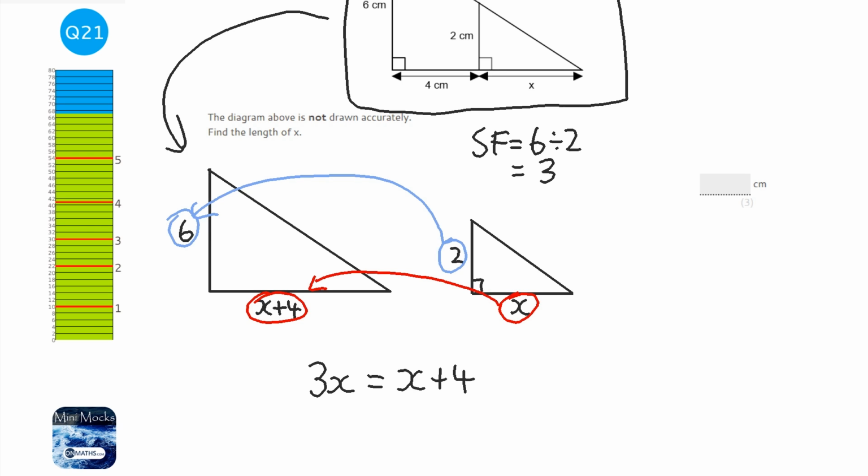So I've got myself a little equation here to solve. So first thing, if you've got x on both sides, you always take away the smaller amount of x. So I'm going to take away x from both sides. So to get 2x equals 4.